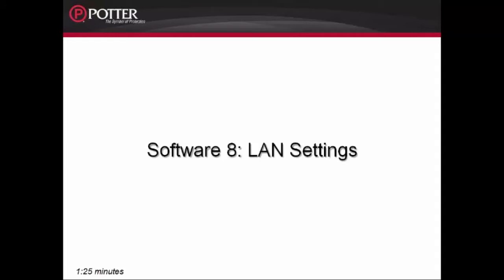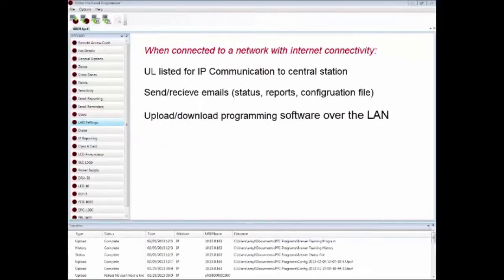This is Software 8, LAN Settings. Moving to LAN settings, these panels have the ability to communicate to a central station via IP communication. They can send and receive emails, and they can upload and download over a network. In order to utilize these capabilities, the panels must be connected to a network that has internet connectivity.